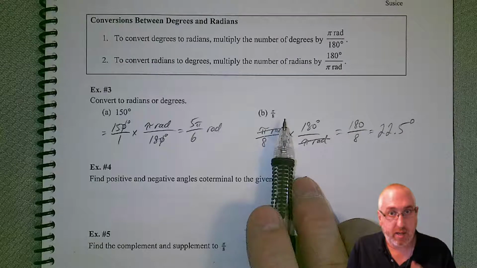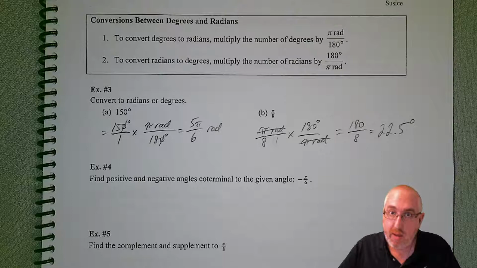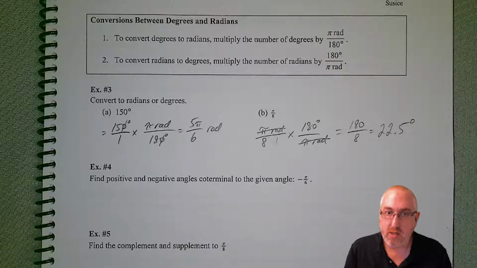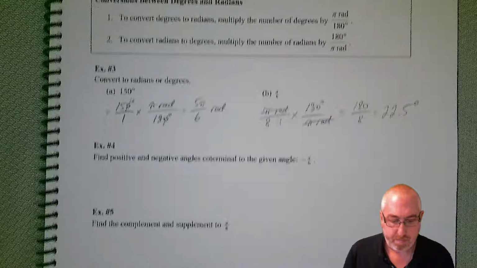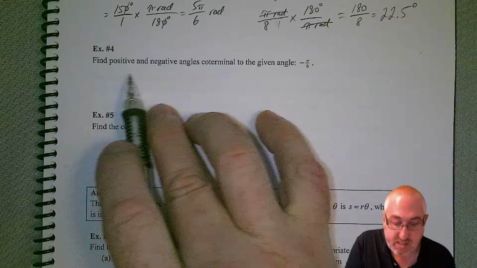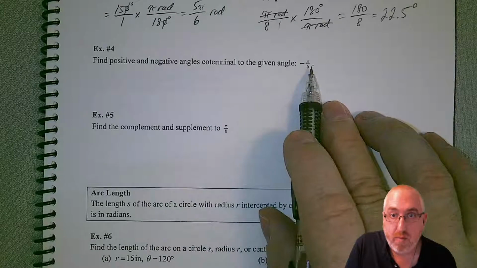Radians is the default. Okay, so now we have a little bit of understanding of how radians work, but now let's apply some of those other applications using radians. This next one says to find positive and negative angles coterminal to the given angle, negative pi over 6.